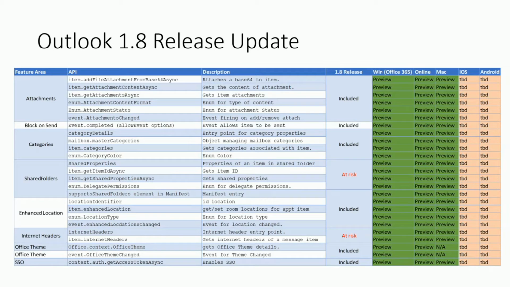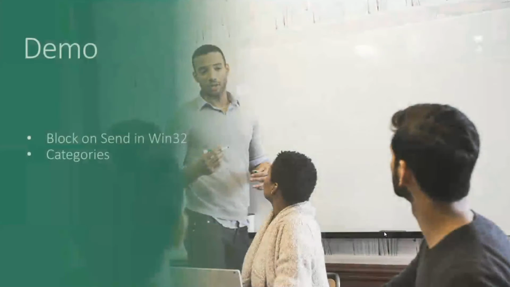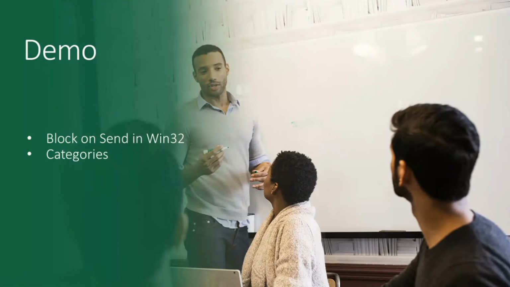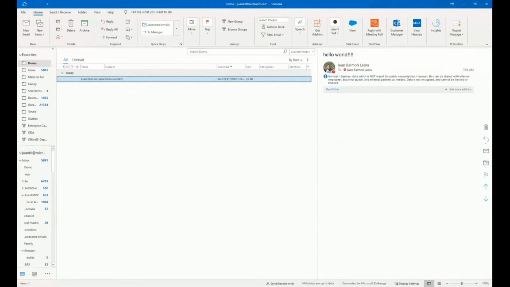I would like to show you a demo of this in the next community call. And now let's talk a little bit about the demo that I prepared for you folks, showing block consent as well as categories. First, I'm going to show you how the demo works. I'm going to start with block consent. The goal of this API is that we prevent a user from sending an email based on many conditions.